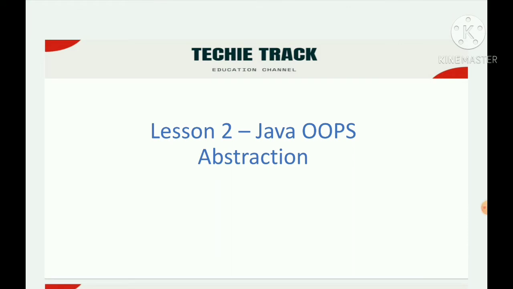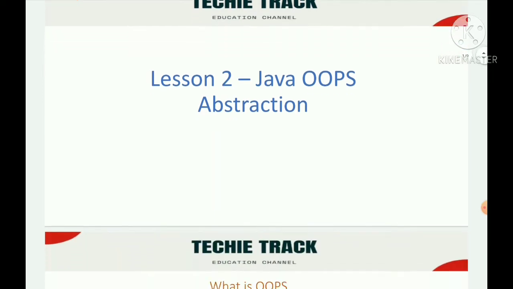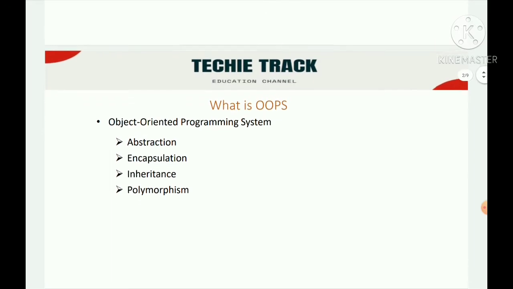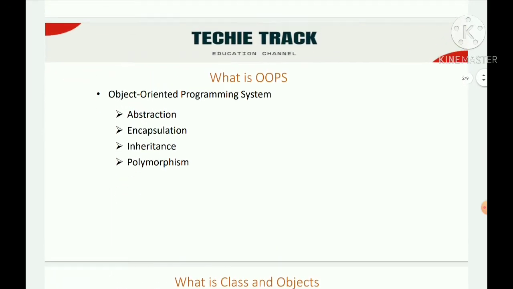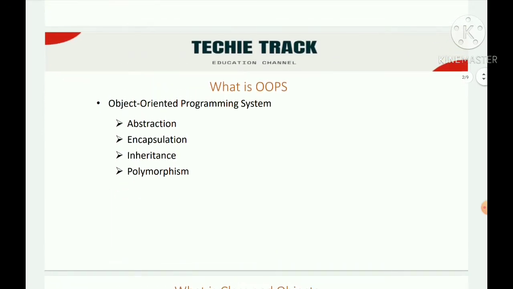Today we are going to discuss the OOPS concept and how we are going to apply it in Java. So what is the meaning of OOPS? OOPS means Object Oriented Programming System. There are four key parts: abstraction, encapsulation, inheritance and polymorphism.